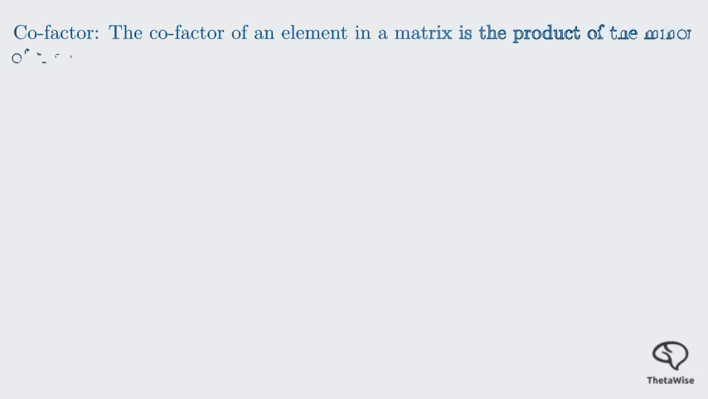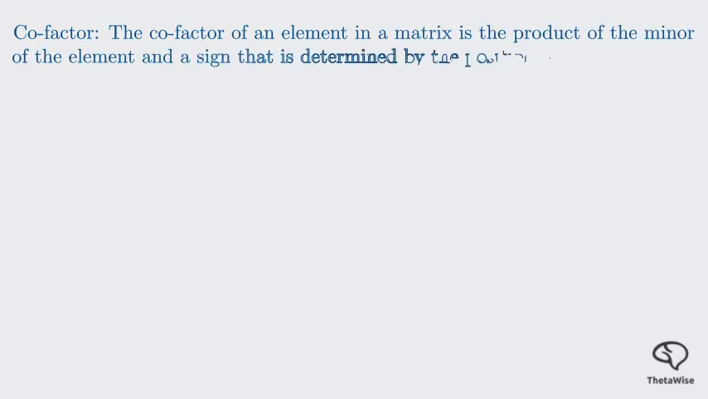It's a key term we need to define. The cofactor of an element in a matrix is the product of two parts, the minor of that element and a specific sign determined by its position. You can think of it more simply as a signed minor. We've learned about minors in a previous lesson. To briefly recap, a minor is the determinant of a smaller matrix formed by removing the row and column of the element we're interested in.